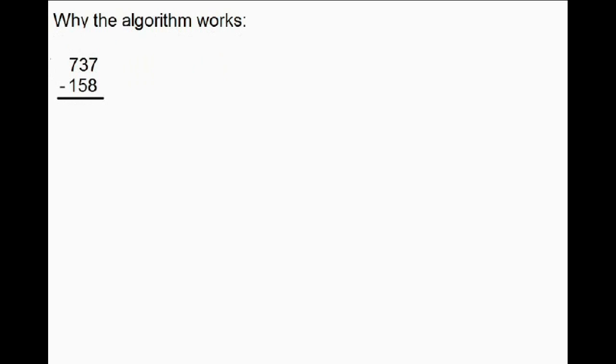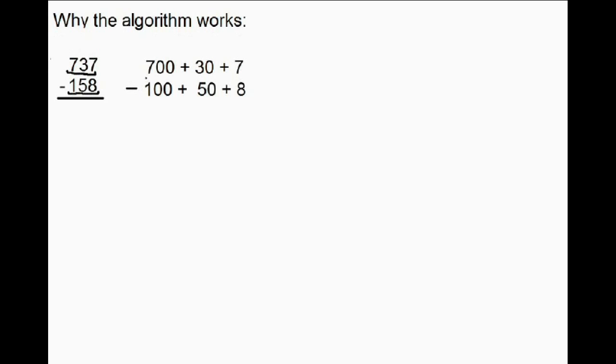Well, to explore why the algorithm also works for subtraction, we're going to explore it in a similar way. We're going to start by writing each one of these numbers in expanded form. And what we're going to look at here is subtracting each one of the places here. Now, in this case, the top number is subtracting the entire bottom number.